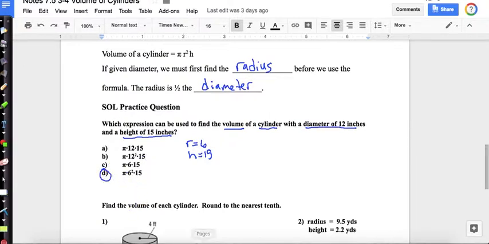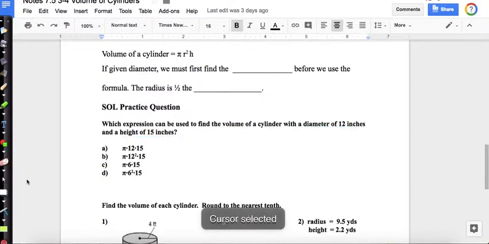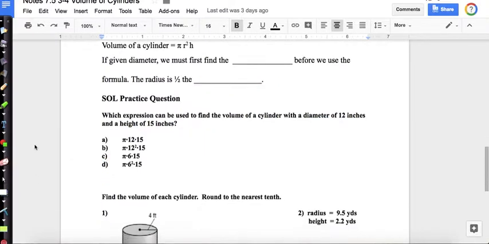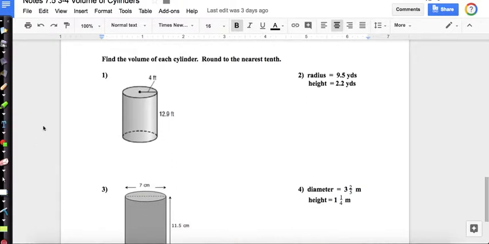So now we're going to find the volume of each cylinder. Round to the nearest tenth, and I'm going to show you how to round to the nearest tenth. So our first step is going to be to, since we're doing volume of a cylinder, we need a radius and a height. So is the 4 the radius here? It sure is, because it's only going halfway across the circle. And 12.9 is the height.